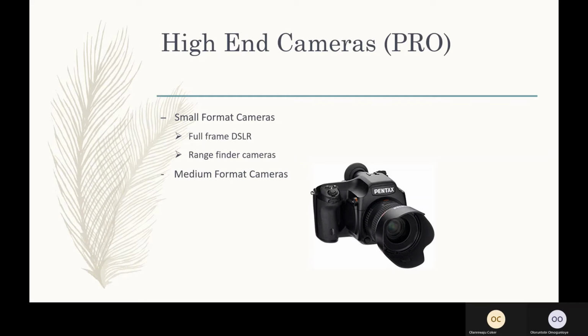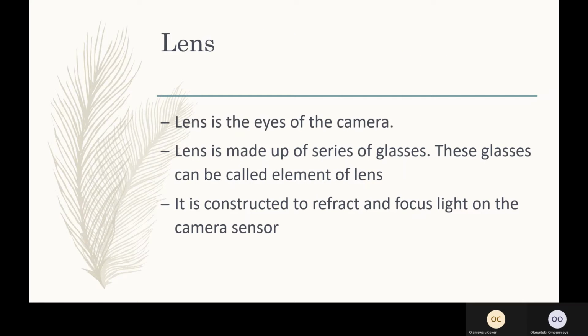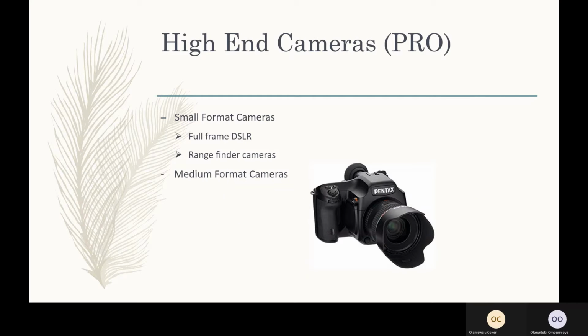The first one we'll talk about is the small format camera, which is the full frame DSLR camera, like I explained earlier, the one used by professionals. We also have the rangefinder camera. Those are under the small format camera. This is the camera you will see every day in the hand of almost every photographer, because that is the one they can easily afford.